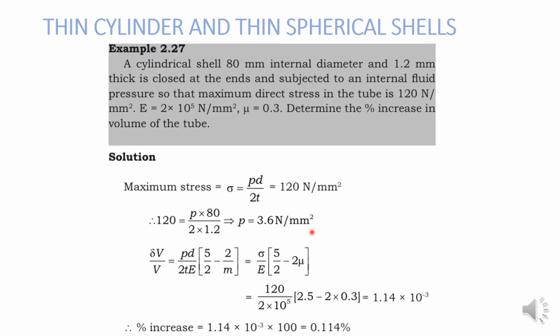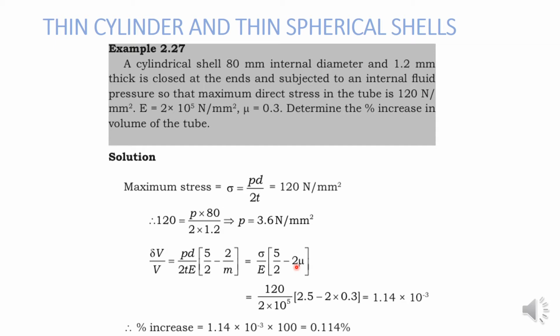Now you have to find out the increase in volume of the tube. So for that, to find out the value of increase in volume, we are finding delta V by V, which is equal to PD by 2T into 5 by 2 minus 2 mu, or 2 by m. That means mu is the Poisson's ratio, which can also be represented as 1 by m.